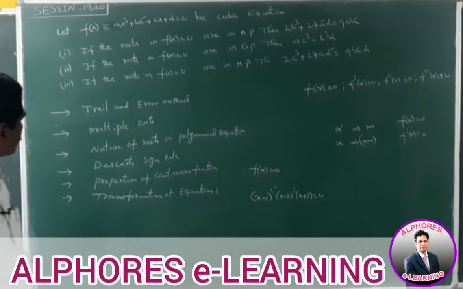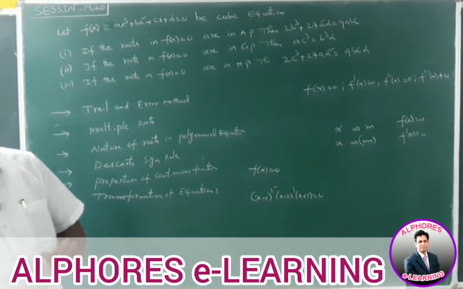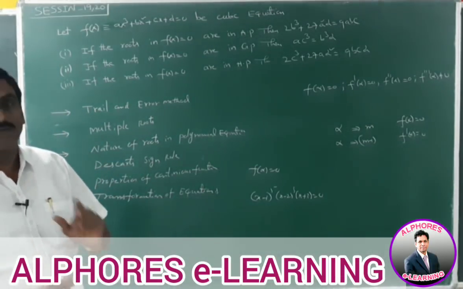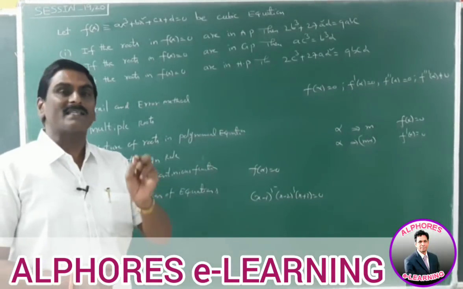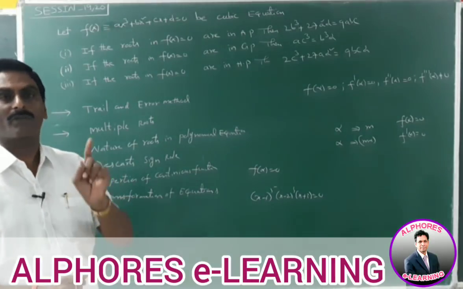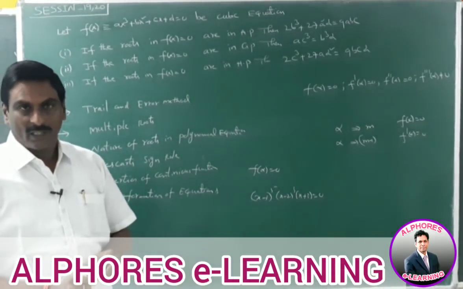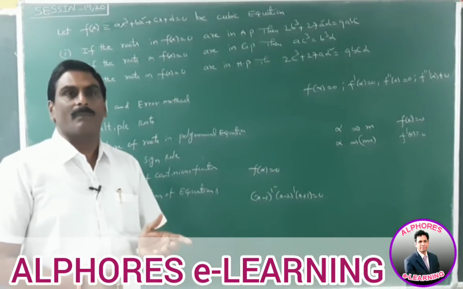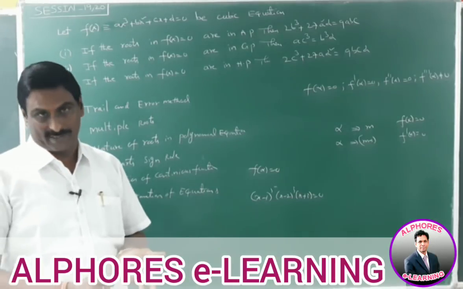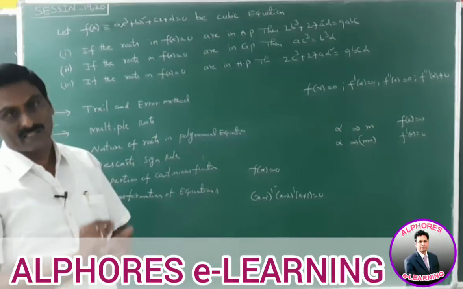Next, nature of the roots in the polynomial equation. If the coefficients of the polynomial equation are real, imaginary roots are obtained pairwise and they are always conjugate complex numbers. If one of the roots is p plus iq, the other root must be p minus iq. If the coefficients are complex numbers, that means imaginary, then imaginary roots need not be obtained pairwise. If one of the roots is p plus iq, then the other root need not be p minus iq.